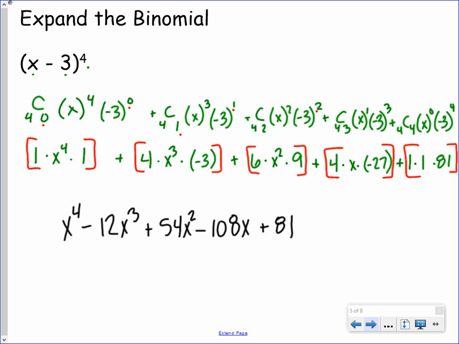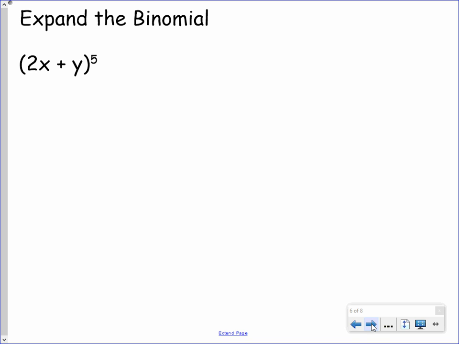Okay, in your notebooks, I would like you to do my next example. 2x plus y raised to the fifth. Okay, 2x plus y raised to the fifth. So I'll give you a minute or so to get started, and then I'm going to interrupt you just to talk about one quick thing, and then I'll let you finish it.